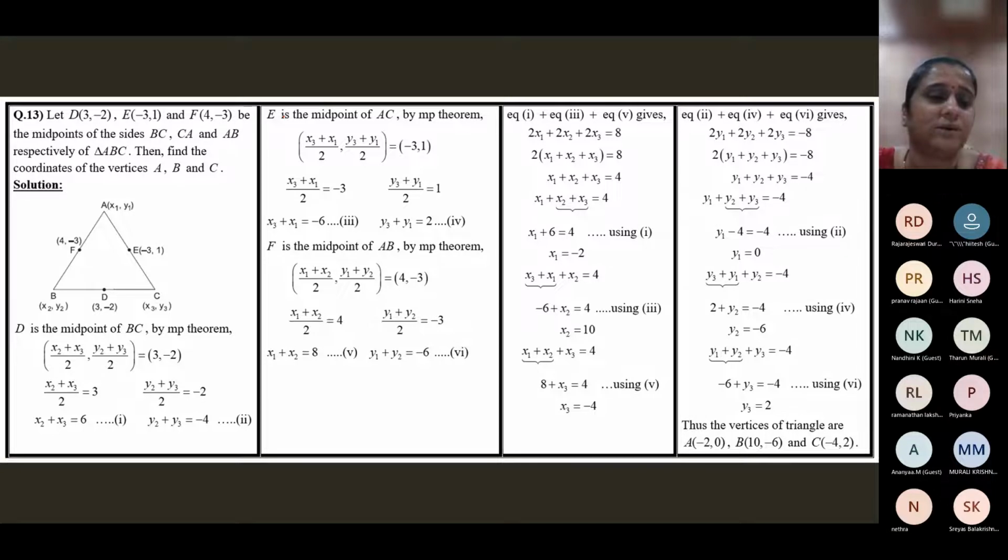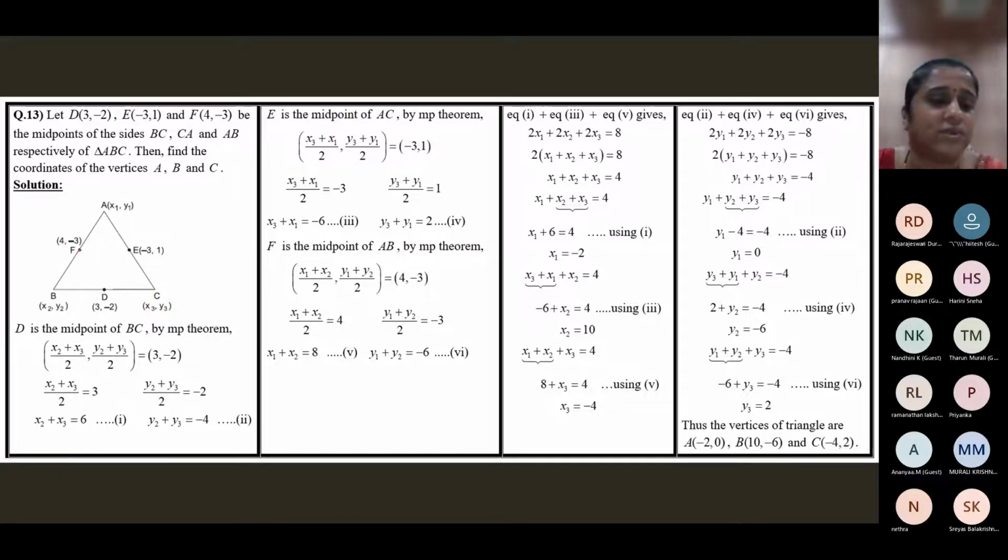So the x coordinate will be, see, the formula is used to find the coordinates of the midpoint. So (x1 plus x3) by 2, comma, (y1 plus y3) by 2 are the x and y coordinates of E. But we already know that they are minus 3 comma 1. So equate. You'll get two other equations, which you can call 3 and 4.